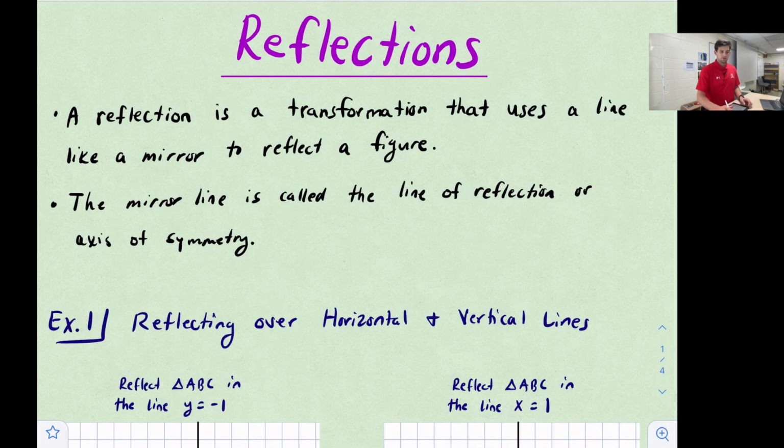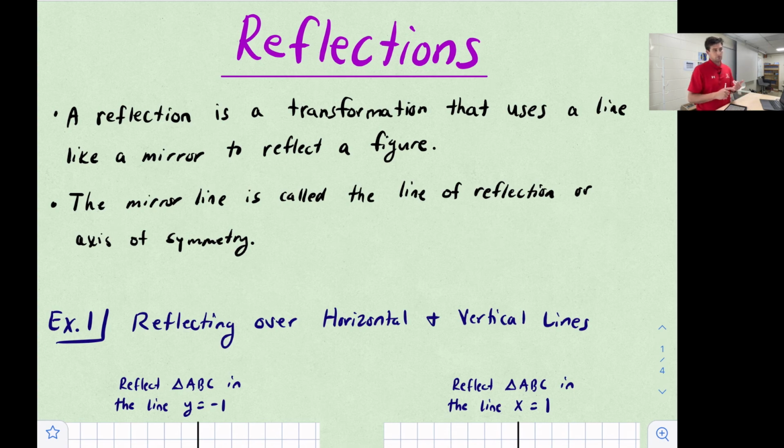Everyone, in this video we're going to talk about reflections in geometry. A reflection is a transformation that uses a line like a mirror to reflect a figure. Basically, you have a shape on one side of a line, and you flip it to the other side. So this is a congruence transformation.